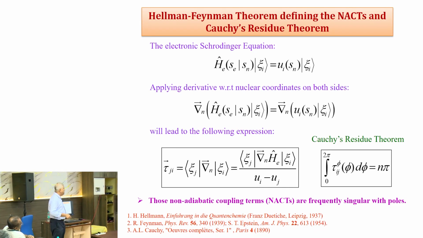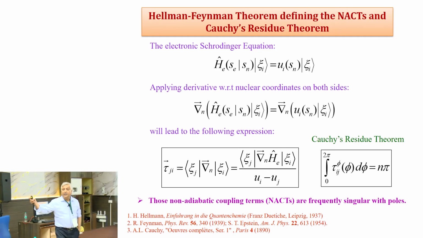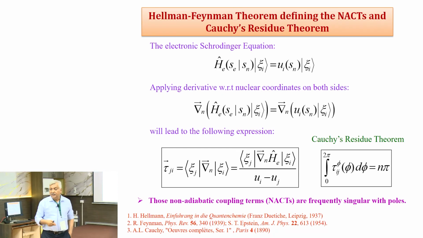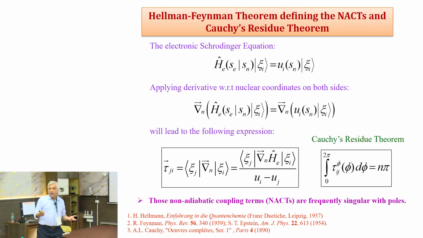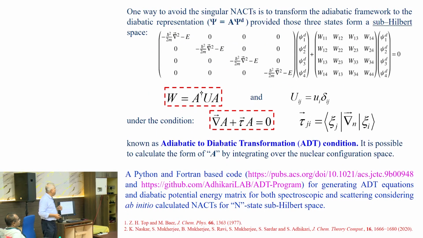How to solve it? There is Cauchy's residue theorem, from about 1890, that tells you a singular function, if you integrate it circularly, gives n pi. You just take 1 by r dr d phi, and you can see it gives 2 pi. And 1 by r is singular at r equal to 0. So that's the simple way of understanding.